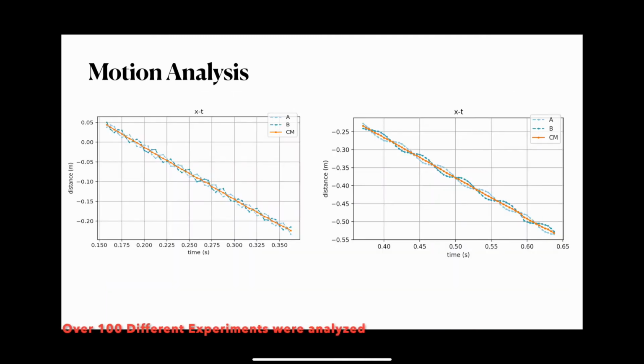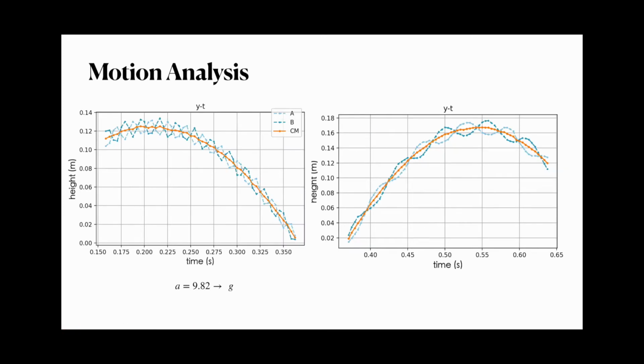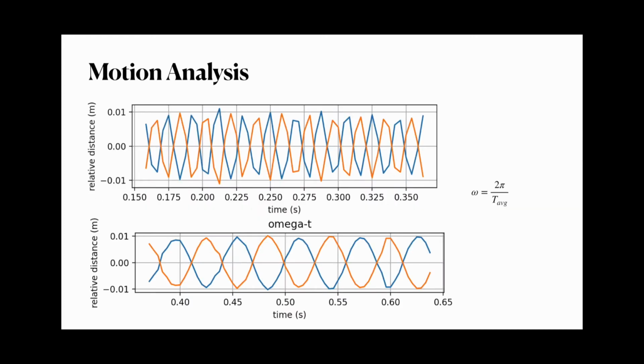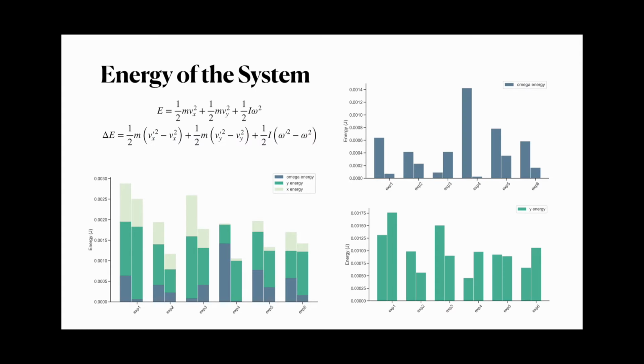Using Tracker, we have the motion analysis in the x direction and the y direction, and we obtained the angular velocity by dividing 2 pi over the averaged periods of rotation. After finding the velocities in the different directions and also the angular velocity, we can obtain the energy of the system. After graphing the energy of the system before and after the impact for various different experiments, we realized that this is an inelastic collision and that energy is lost during the impact.